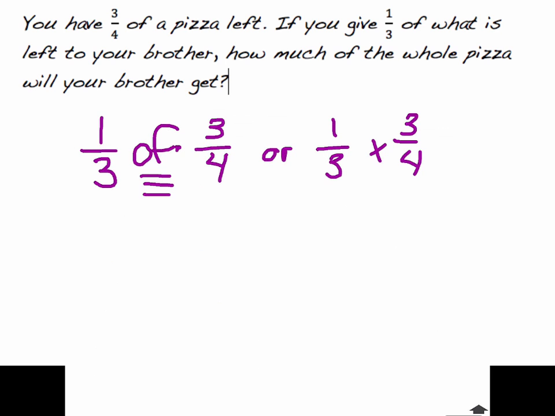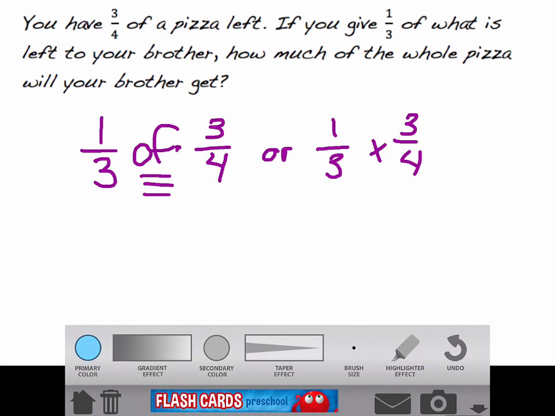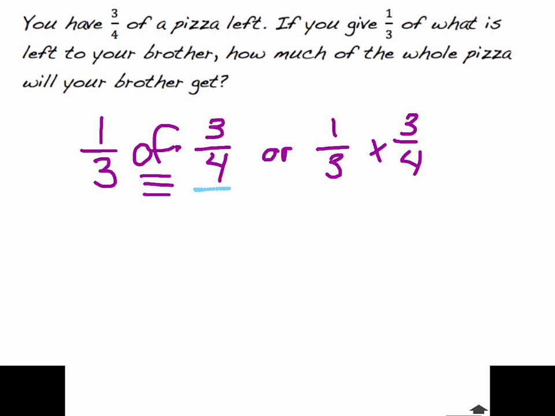Now we want to figure out what our starting amount for our pizza was for our multiplication problem. Well, there are 3/4 that we are trying to give the 1/3 out of. So 3/4 is our starting amount.